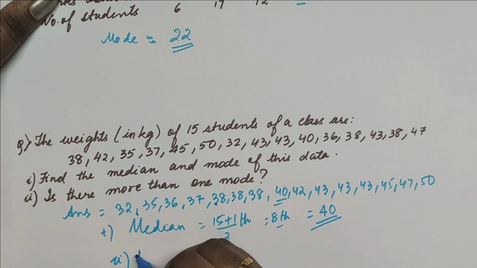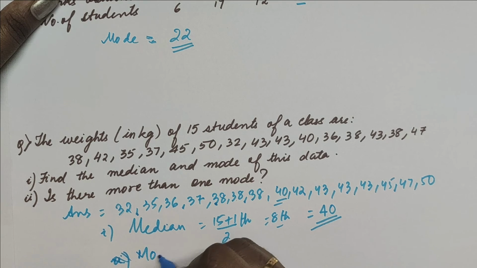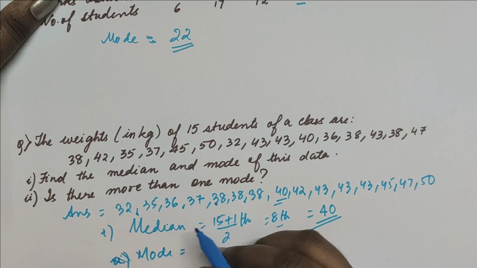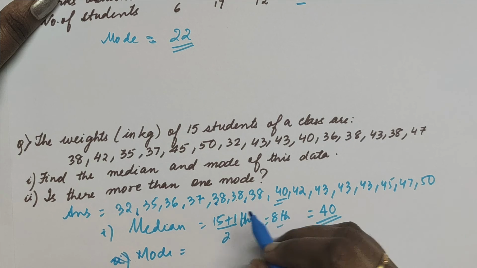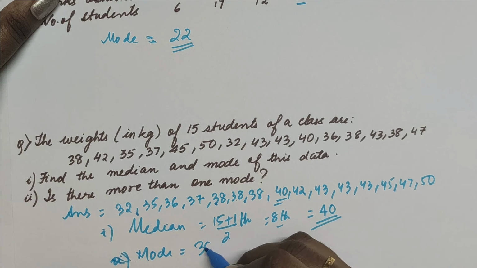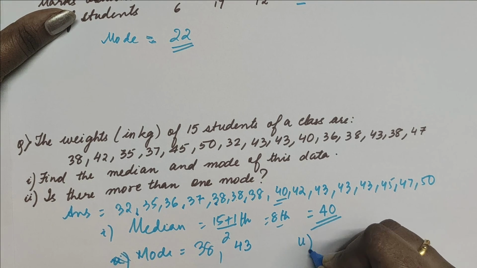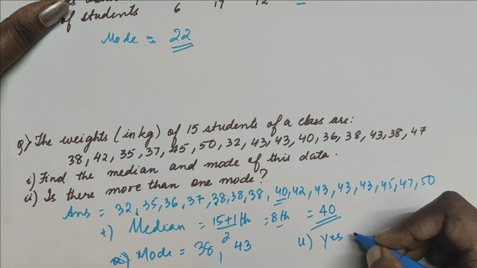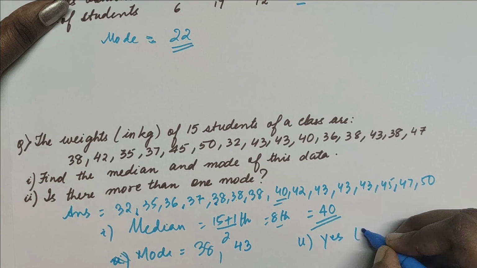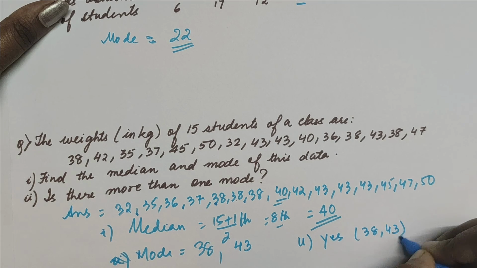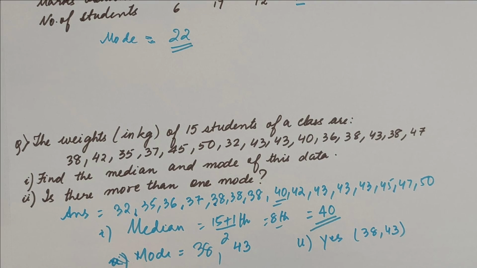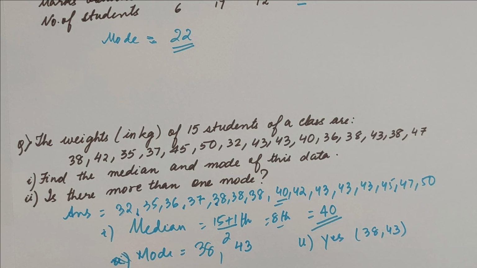And what is the mode? This is question bit 1 only. The mode is maximum number of times which is occurring. So here you can see that 38 is occurring 3 times, also 43 is occurring 3 times. So here we are having 2 modes. So in bit 2 it is asking also, is there more than one mode? Yes, obviously there are more than one mode, and that is 38 and 43. So these concepts are very easy. If you practice it once or twice, you will be able to grasp the concept of mean, median and mode.